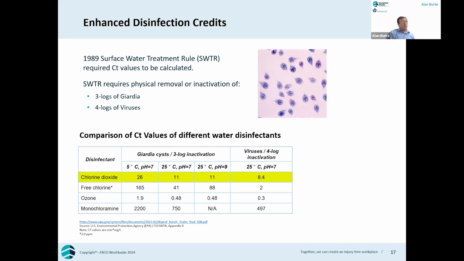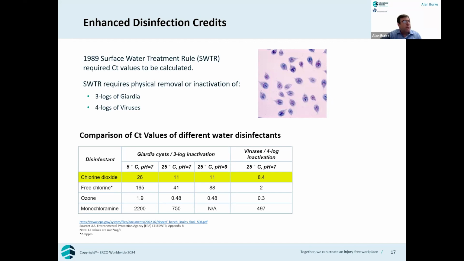It is also less dependent on pH, whereas with free chlorine, you can see, rising from pH 7 to 9 requires about double the dosage or contact time for the same log inactivation of Giardia.